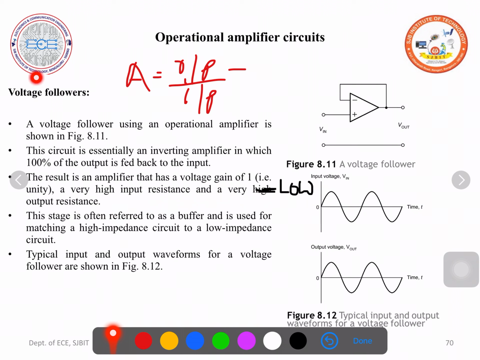Whenever you hear voltage follower, definitely you should remember the application as a buffer, because the gain is 1 and it is used for matching a high impedance circuit to a low impedance circuit. So the two applications are, it can be used as a buffer and an impedance matching network.